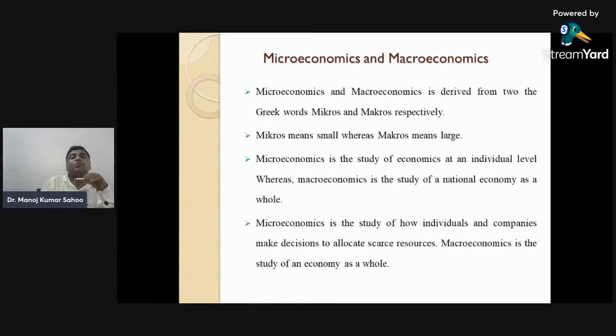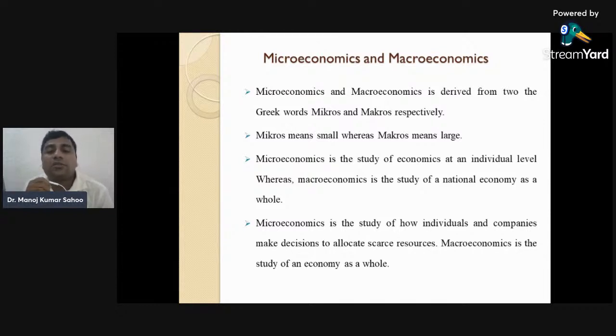Now the next concept of introductory macroeconomics is microeconomics and macroeconomics. What is the difference between microeconomics and macroeconomics? Microeconomics and macroeconomics are derived from two Greek words. Micro is derived from the Greek word micros, whereas macro is derived from the Greek word macros. So micros means small, whereas macros means large.